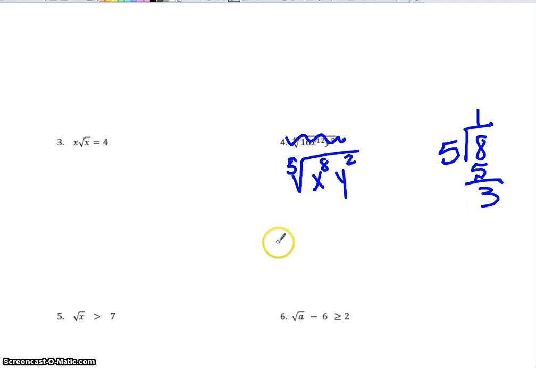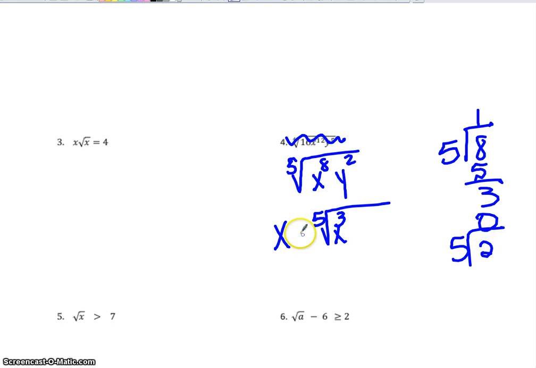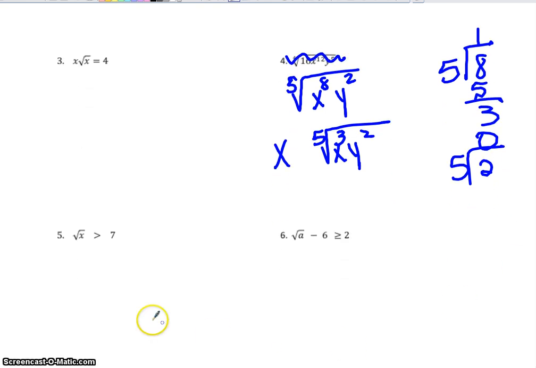So you're going to have x to the first on the outside, fifth root of x to the third on the inside. 2 divided by 5, it won't go in it. So nothing comes out as far as the y, and your y squared just stays inside. It's a little tricky. You just got to kind of take your time with that.